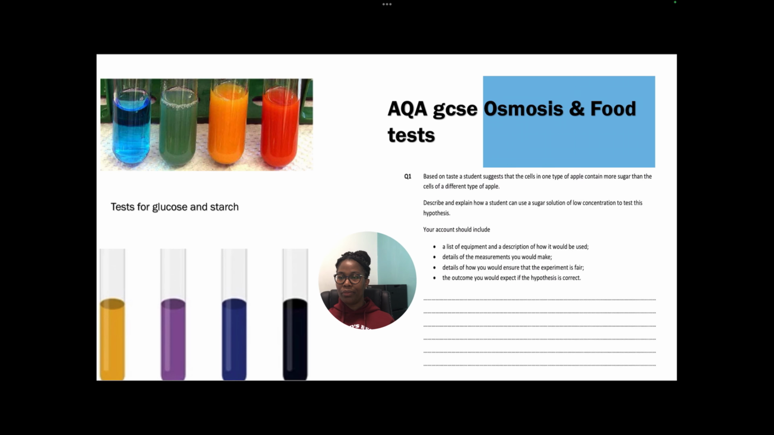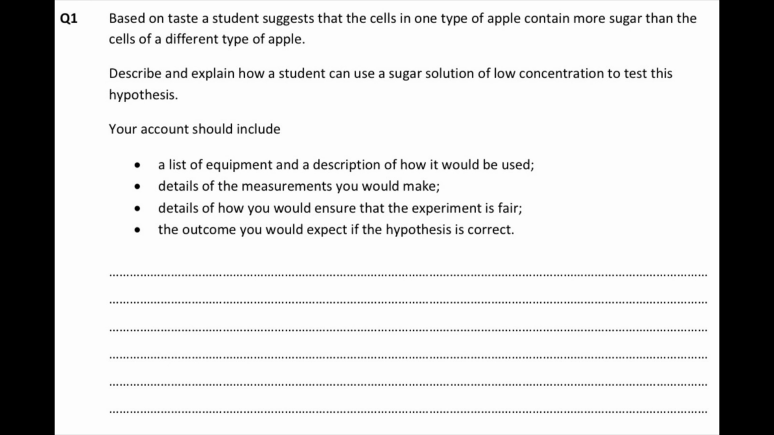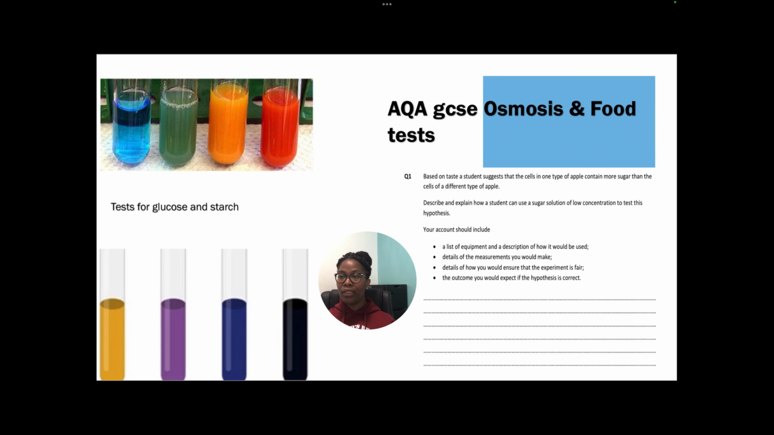In this video, we'll be looking at osmosis and food tests. The first question is on osmosis, where it's looking at investigating which apple has a higher sugar content. So it's expected that if water moves into the cell by osmosis, it means that the water content was low and the sugar content was high. So that apple would be the sweeter of the two, and the one that water moves out of into the surroundings is the less sweet of the two.